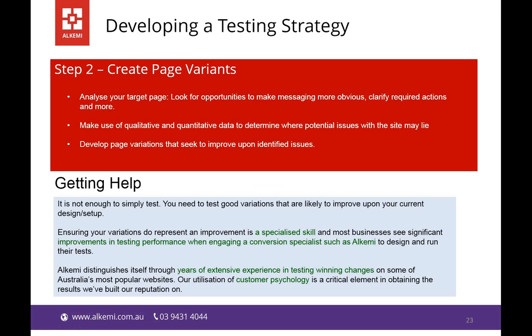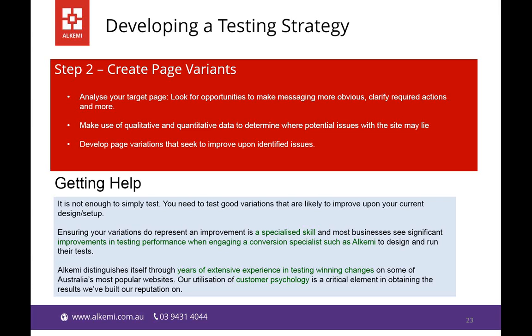The second step is to start going through your page variations and start creating those. First off, you want to analyse your target page, and there is a bit of skill to this. As I said before, we do have a lot of people who come along and say that they've tried testing and were disappointed in how it works. Often the issue was not testing, it was what was tested that was the problem.